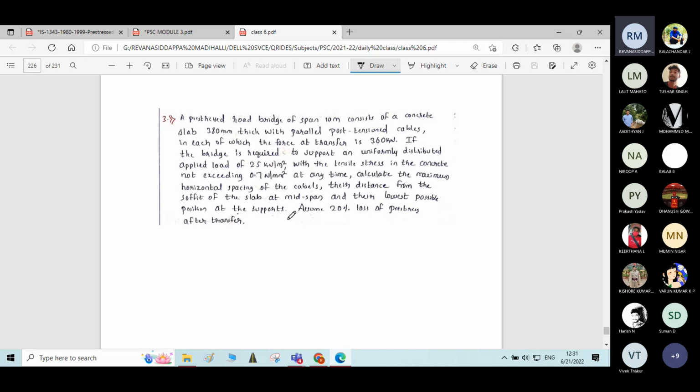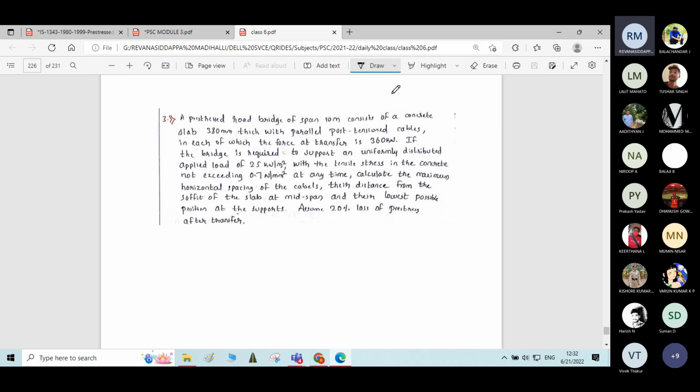Now it is a pre-stressed concrete slab. For this, what is asked is the horizontal spacing of the cables we have to find, and the cable profile at midspan. What should be the distance of the cable from the soffit? At the support also, what should be the distance from the soffit of the beam? Distance of the cable from soffit of the beam, that we have to find.